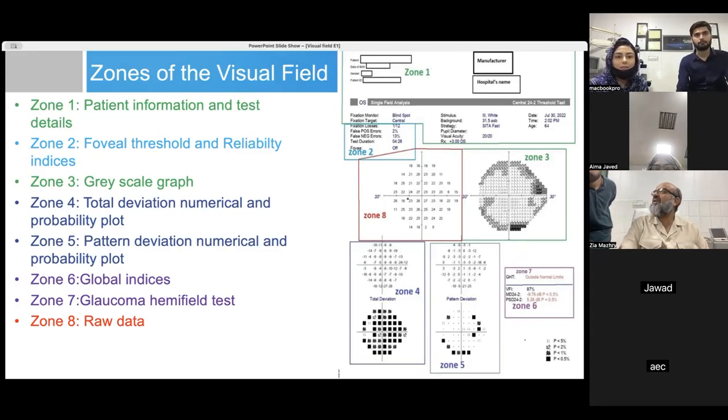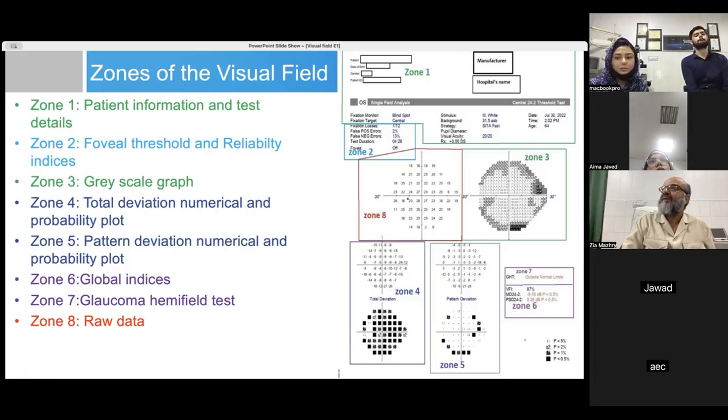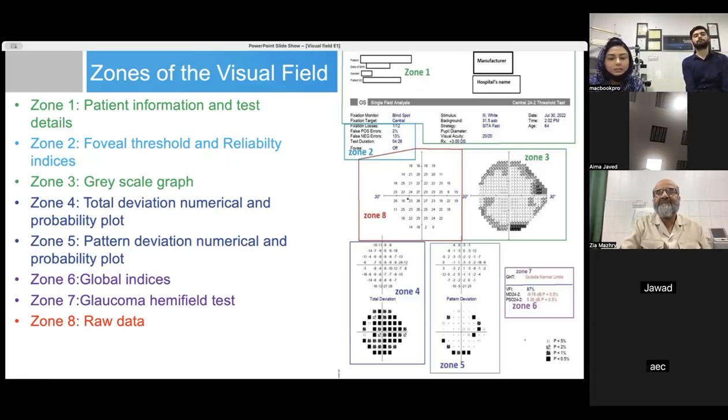There are 8 zones in visual field printout. Each zone provides specific information. Zone 1 is patient information and test details. Zone 2 is the foveal threshold and reliability indices. Zone 3 is the grayscale. Zone 4 is the total deviation numerical and probability plot. Zone 5 is the pattern deviation numerical and probability plot. Zone 6 are the global indices. Zone 7 is the glaucoma hemifield test, and Zone 8 is the raw data. These zones help in systematically analyzing the visual field data.